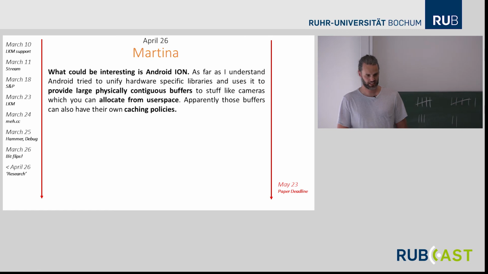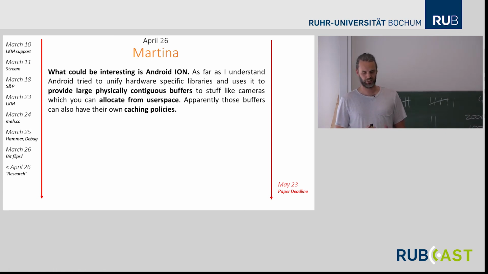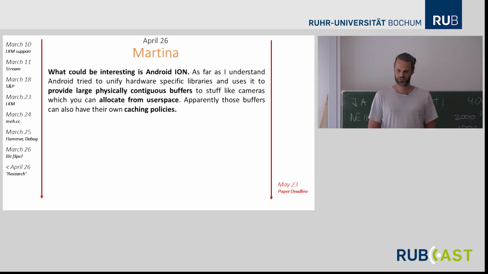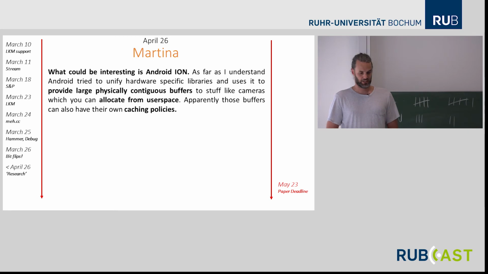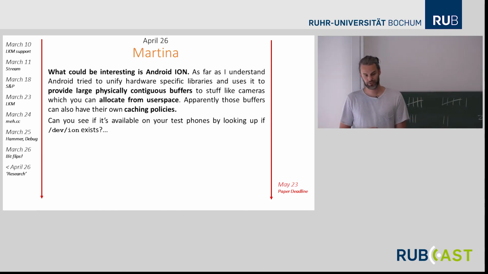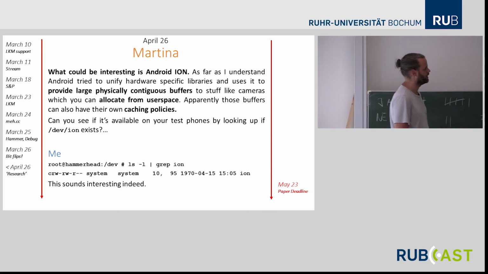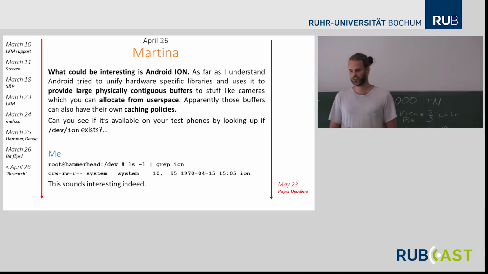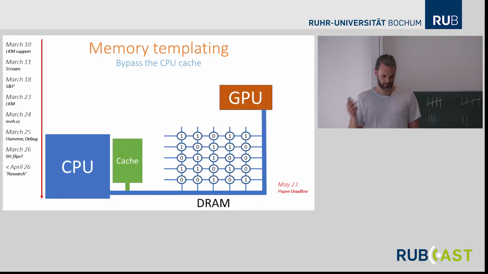So then Martina replied, and she said, yeah, I looked into DMA a little bit on Android, and what could be interesting is Ion. Ion is this memory subsystem in Android, and it provides large physically contiguous buffers used by cameras and stuff like that that you can allocate from userspace. And apparently, these buffers have their own caching policies. Can you see if this device is available on your Android phone? Yeah, it was there. And it was readable by everybody. So normal users can simply open this and communicate with it. And indeed, it sounds interesting. So a little bit about DMA.